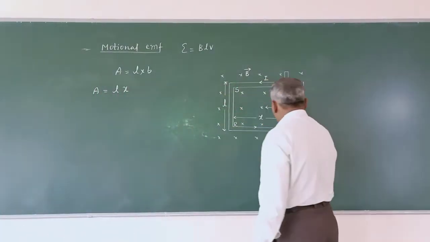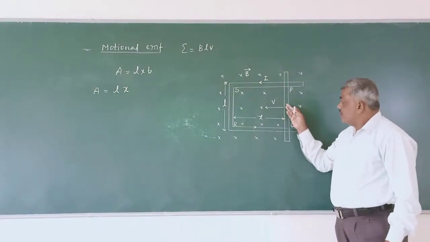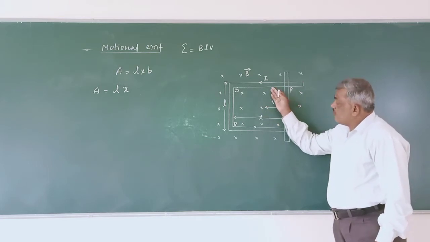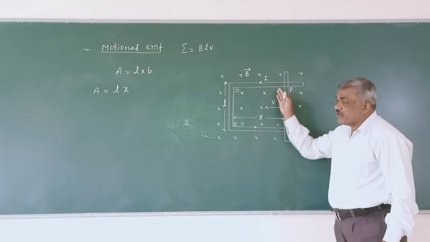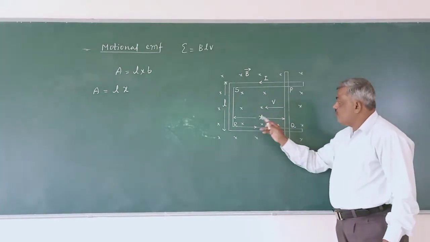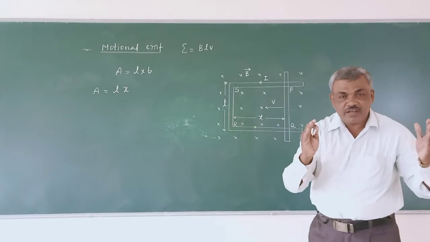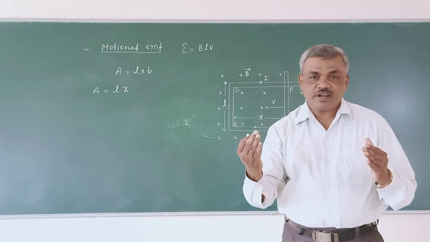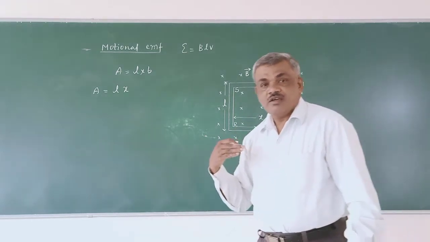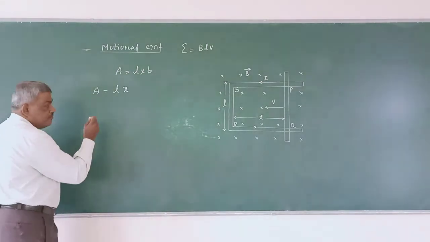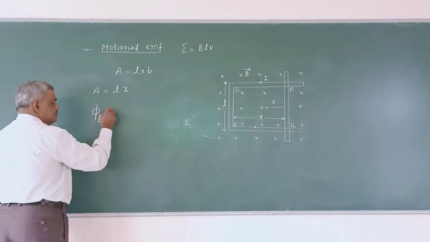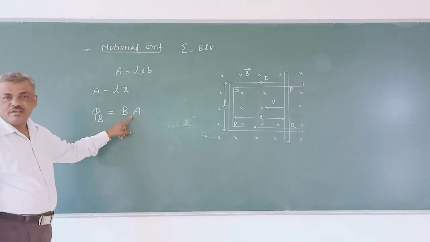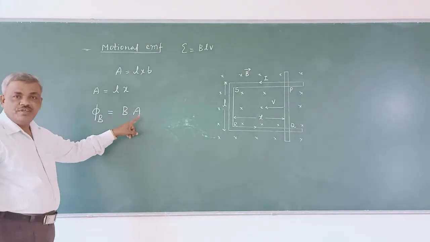If the conductor moves with velocity v perpendicular to the magnetic field, we consider the magnetic flux covered by the loop PQRS. How do we measure the magnetic flux? The magnetic flux is measured by the scalar product of magnetic field and area. You already know the formula from the last class: phi B equal to B into A. This is the mathematical expression for magnetic flux.